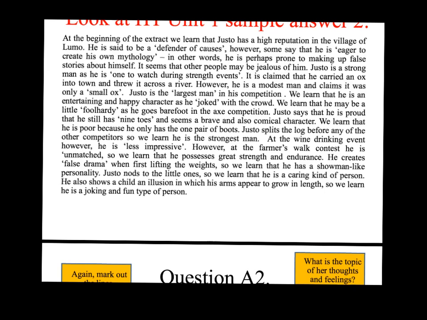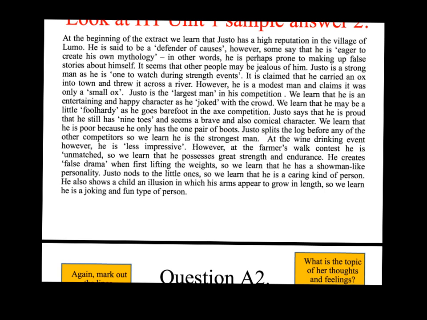At the beginning of the extract, we learned that Justo has a high reputation in the village of Lumo. He is said to be a defender of causes. However, some say he is eager to create his own mythology. In other words, he is perhaps prone to making up false stories about himself. It seems that other people may be jealous of him. Justo is a strong man, as he is one to watch during strength events. It is claimed that he carried an ox into town and threw it across a river. However, he is a modest man and claims it was only a small ox.